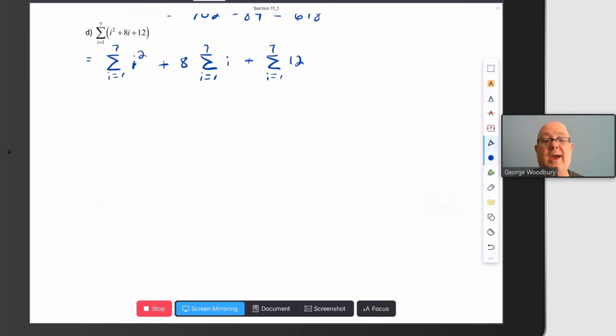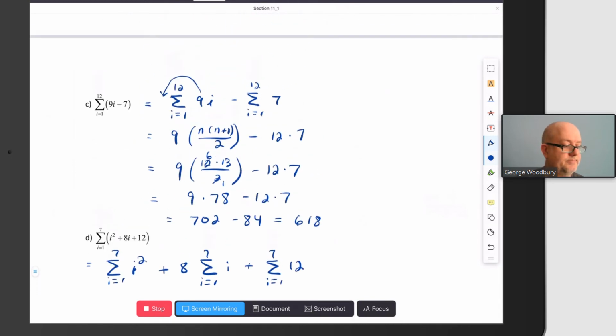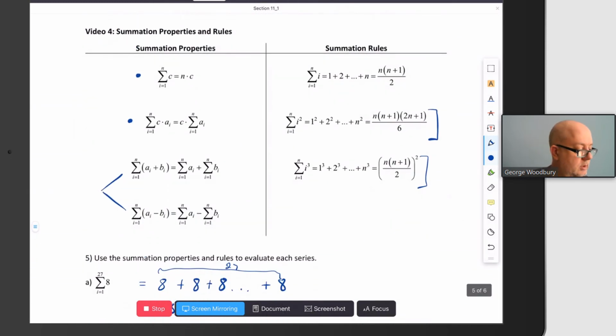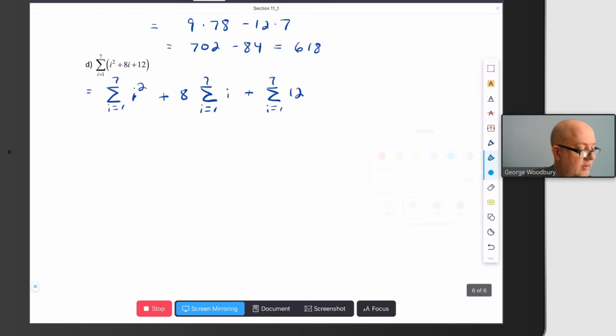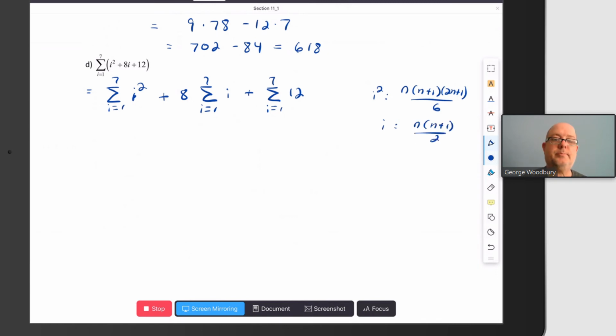So the only one of these that we haven't used yet is the sum of i squared. Let's go take a look at that formula. That's got a little more to it. It's n times (n plus 1) times (2n plus 1), all divided by 6. So I'm just going to make a quick note of that formula here. n times (n plus 1) times (2n plus 1) divided by 6. That's for i squared. We already know the one for i is n times (n plus 1) divided by 2.